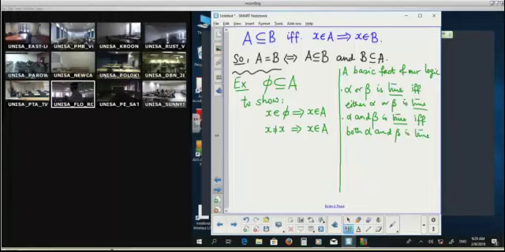So the first statement implies that at least one should be true. Even if both of them are true, it's still fine. It can be false only when both of them are false. It's quite natural, right? It is true if at least one is true.